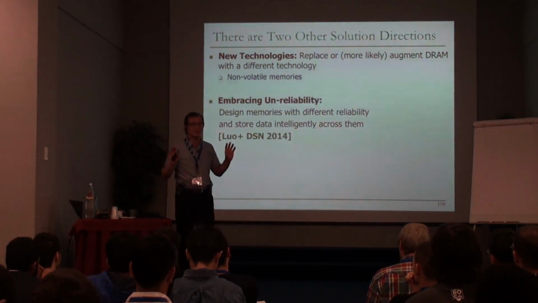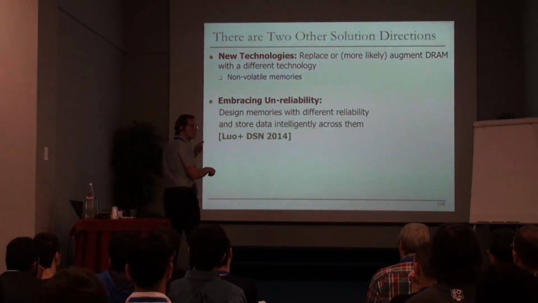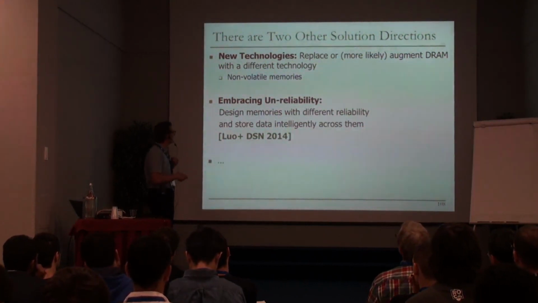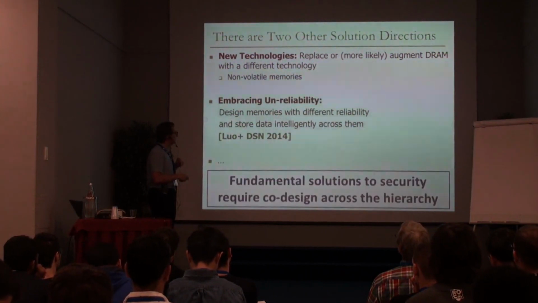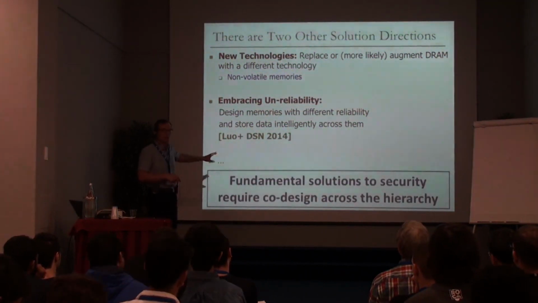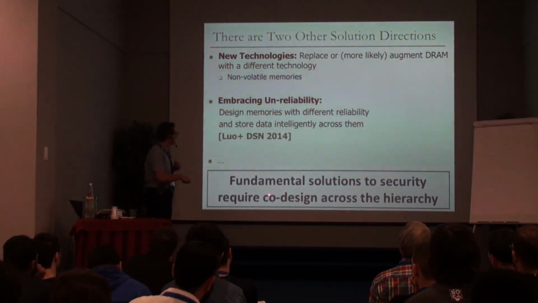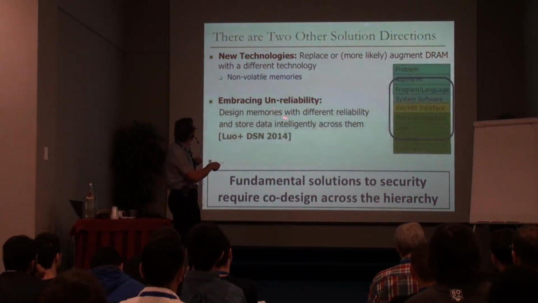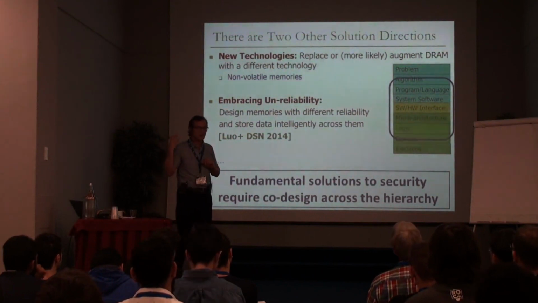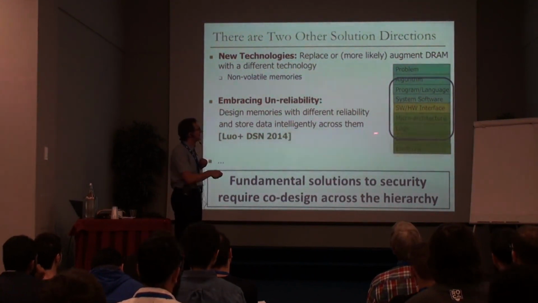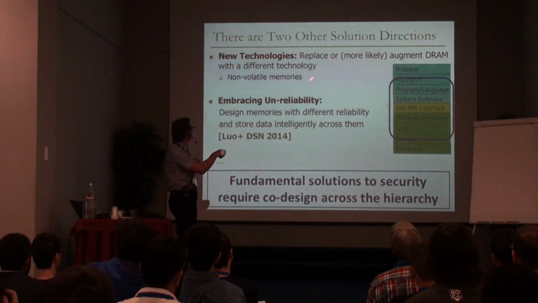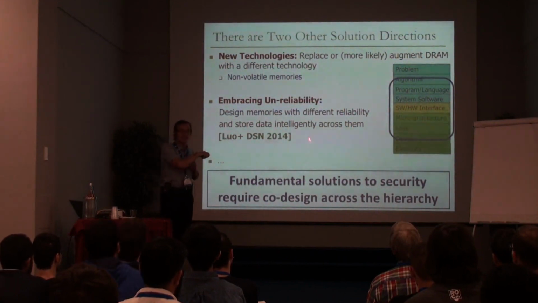There's a lot more that needs to be done. The first and only paper that we wrote in this area was at DSN in 2014. I'll give you the idea in the next slide or so. But I think fundamental solutions require a little bit out-of-the-box thinking. You require co-design across the hierarchy. Essentially, both this solution and the DRAM solutions that we've been talking about require understanding of the devices and changing of the interfaces over here. And maybe you need to change your algorithms also at some point, especially with non-volatile memory and if you want to embrace unreliability over here.